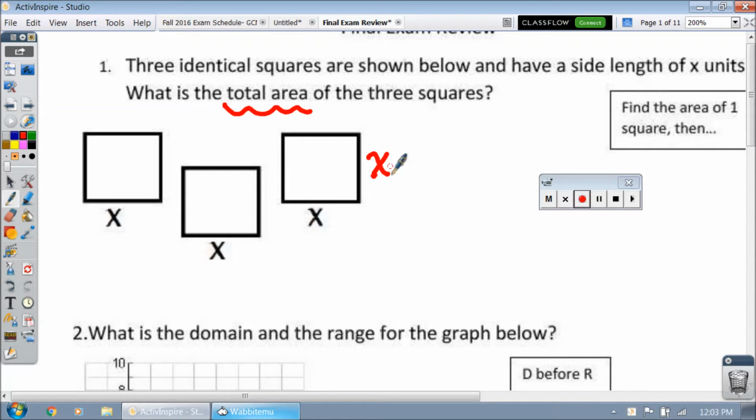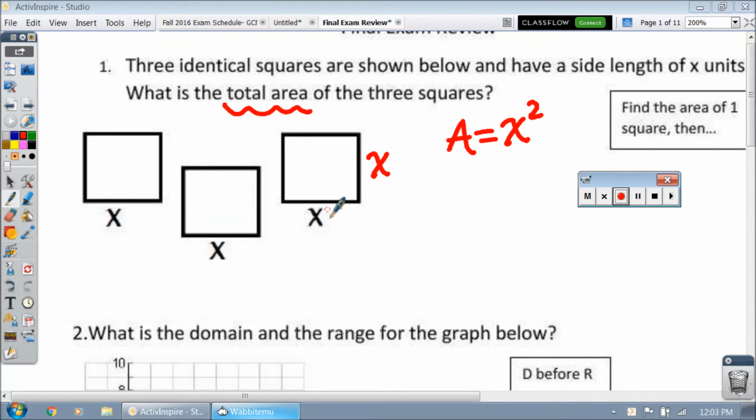This square is x by x, so we could say that the area is side times side, or you could do length times width, base times height. And going back to our exponent rules, when you multiply letters, you are adding the exponents. This has an exponent of 1, this has an exponent of 1. So x times x would be x squared. So each one of these has an area of x squared.